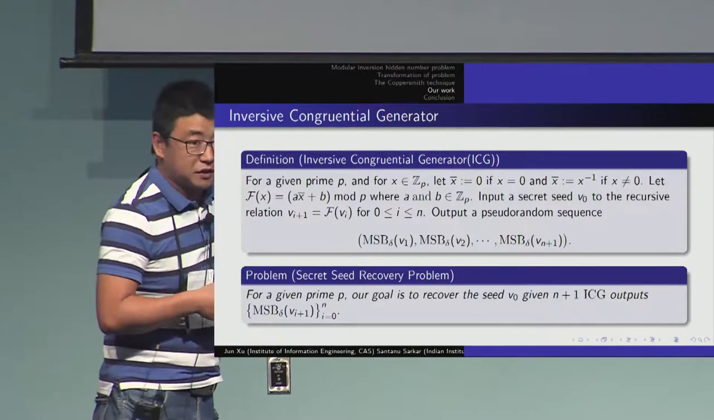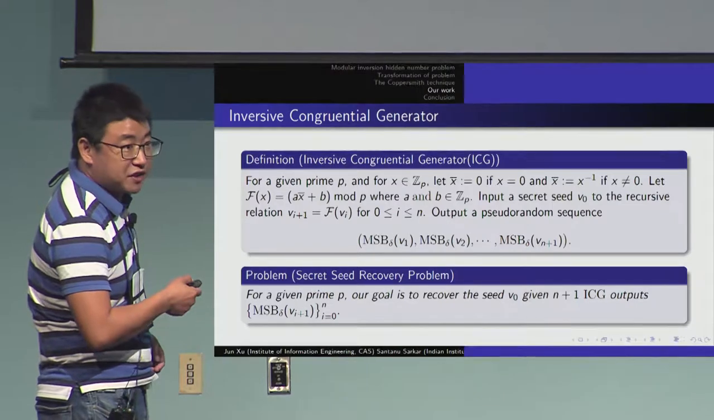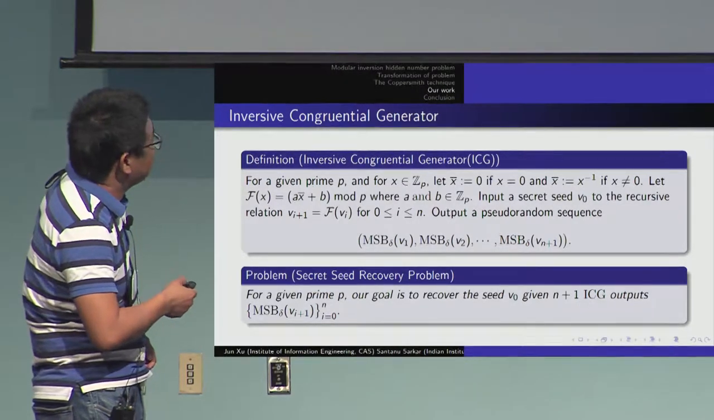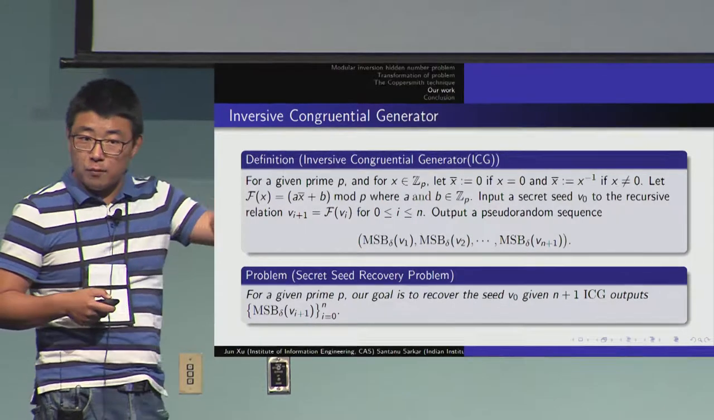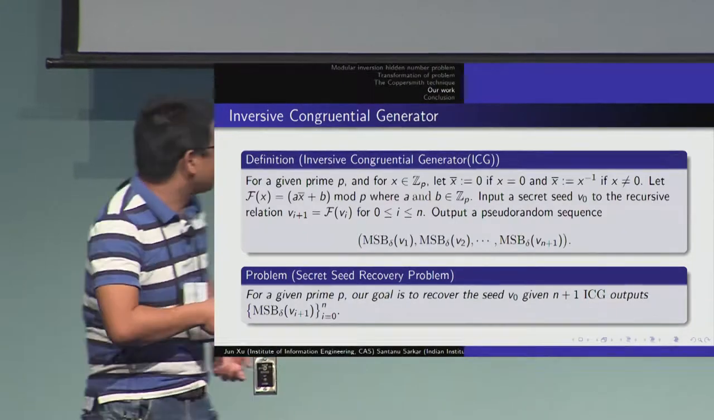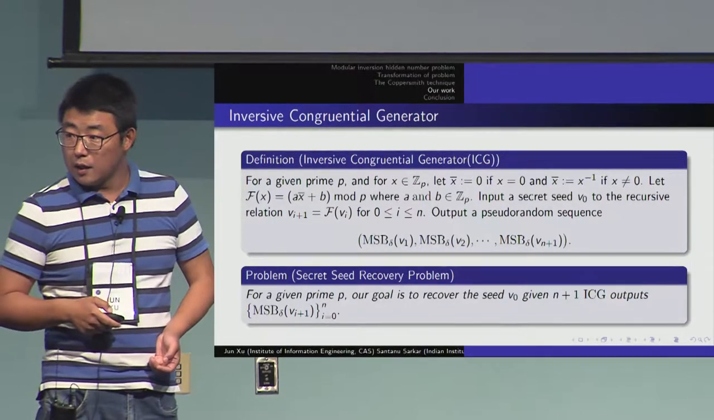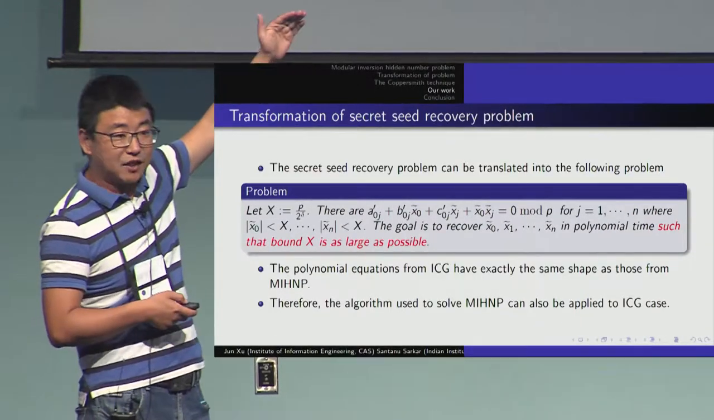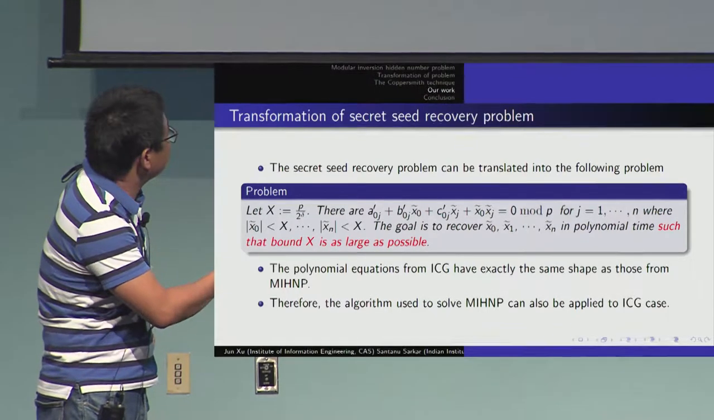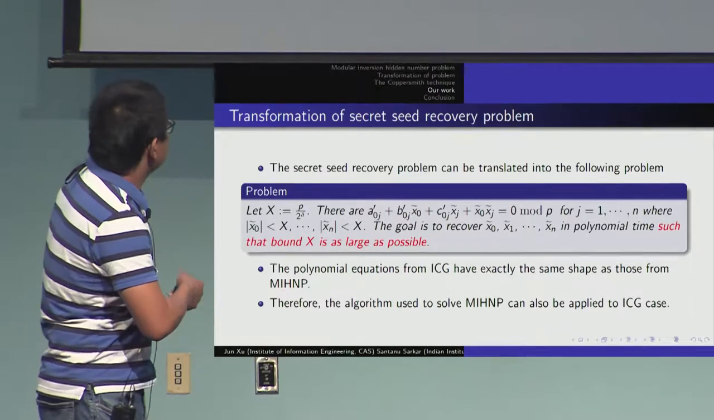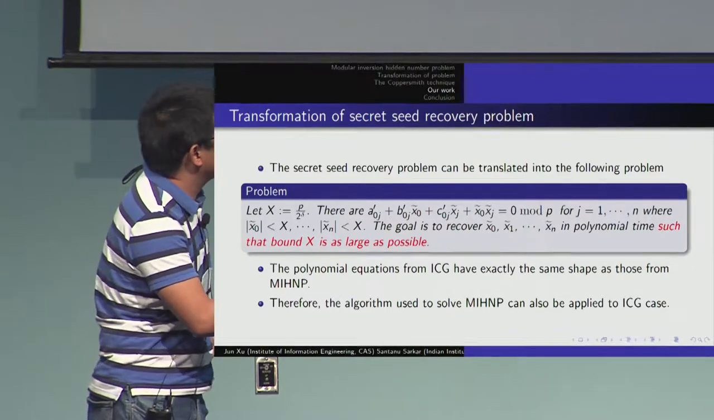So the inversive congruential generator is another problem. It means that given a secret seed V0, we can output a pseudorandom sequence of N plus one outputs. And from the attack view, we can recover the seed V0 given N plus one outputs. This problem can also be translated into this shape of polynomial equations. Because these polynomial equations have the same shape as MIHMP, we can also use the algorithm to solve the ICG in the short case.